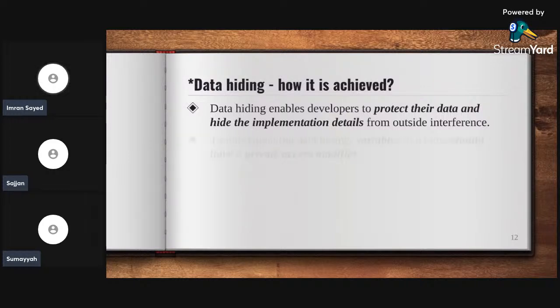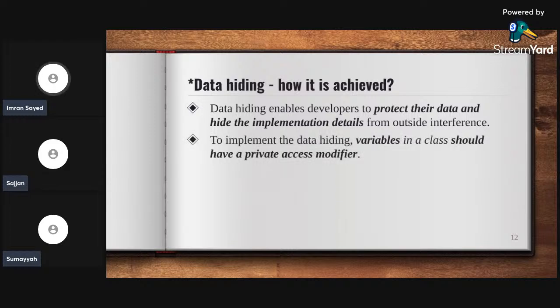So data hiding enables developers to protect the data, and they hide the implementation details from the outside interference. To implement the data hiding, variables in a class should have private access modifier. So when you are creating a class and declaring variables, there's something called access modifiers, which you already know about, which are private, public, protected. We'll study about this in detail a little later in this course.